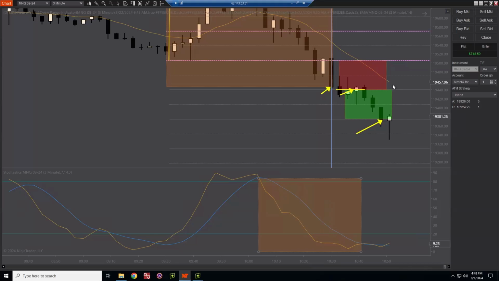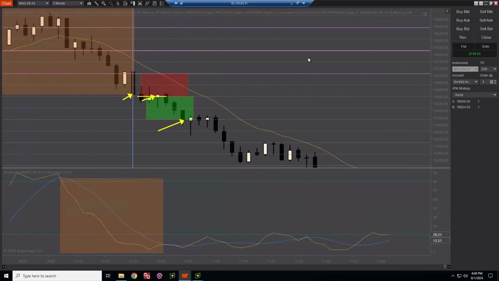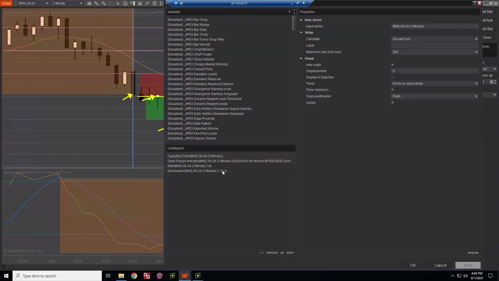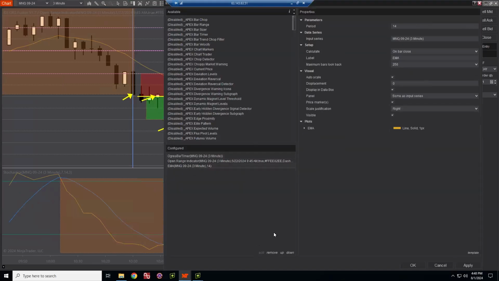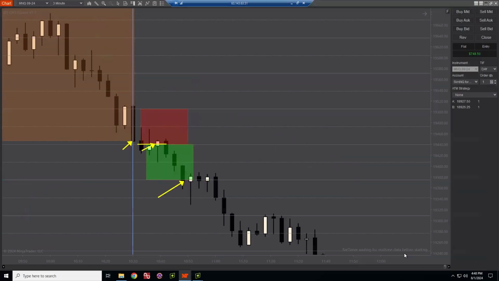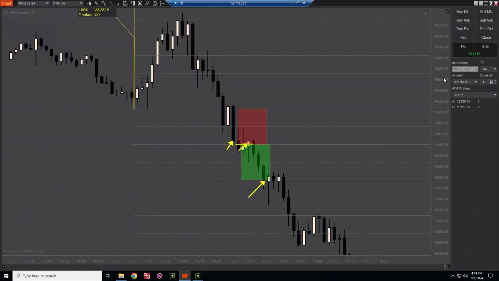So check this out. Let's get rid of all this. Well, before we do that, let's get rid of our indicators. We don't need this. We don't need this. And we don't need this because I got something better. Get rid of that. Don't need this. Welcome to automation.